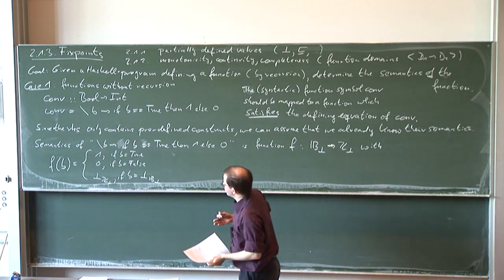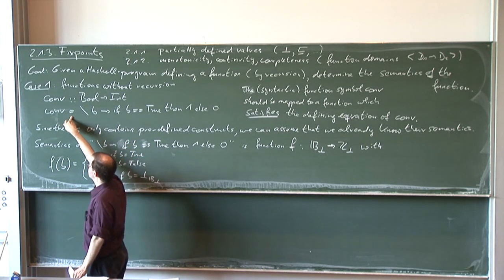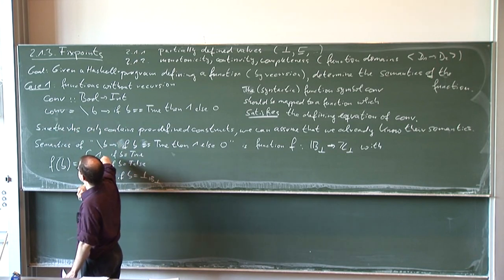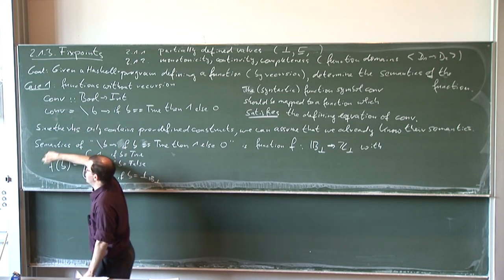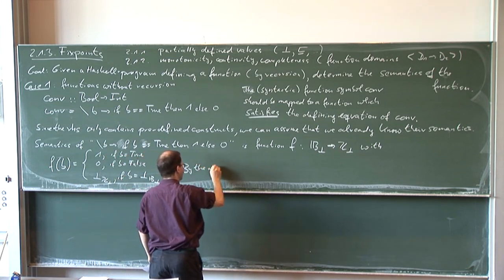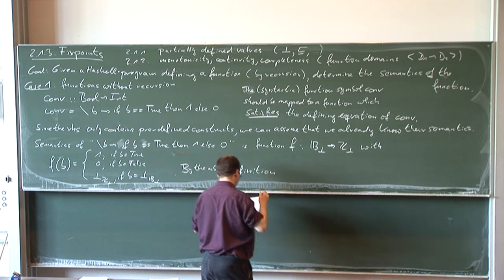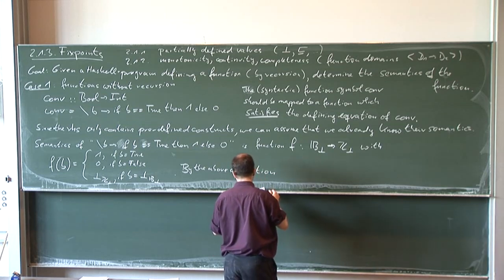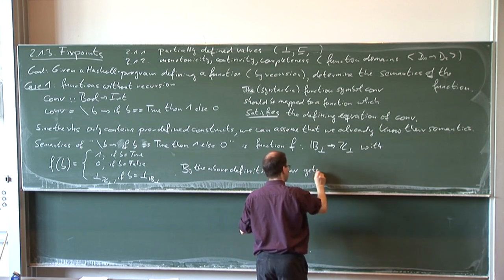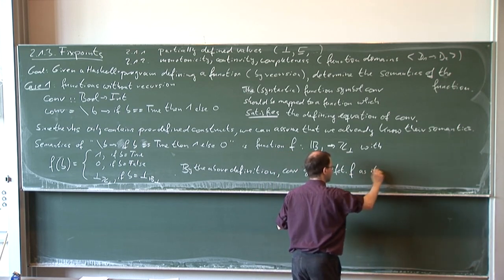And if we now suppose we know this already, then if the user writes a function definition like this, the effect is that conf will get the same semantics as the stuff on the right-hand side. So the semantics of conf is this function f. So by the above definition, conf gets the function f as its semantics.